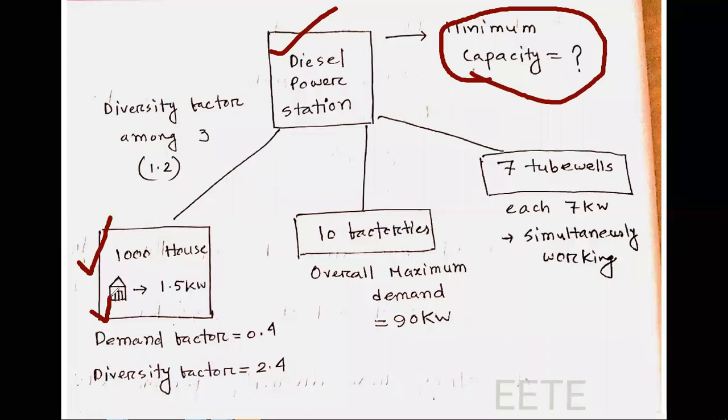Every home is 1.5 kilowatt, and the demand factor is 0.5. The demand factor is 0.5. That means though they have connected 1.5 kilowatt, they're not using that 1.5 kilowatt.